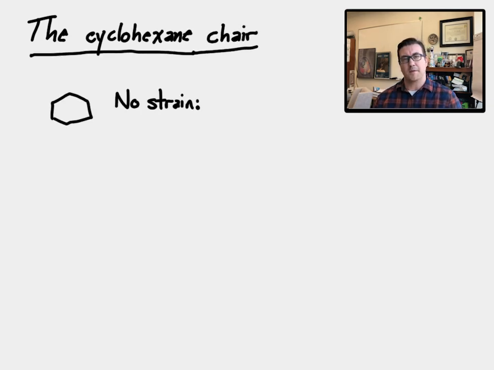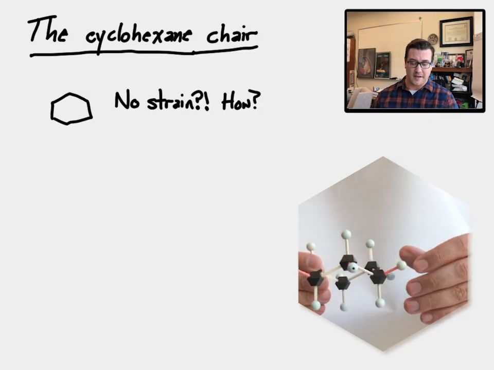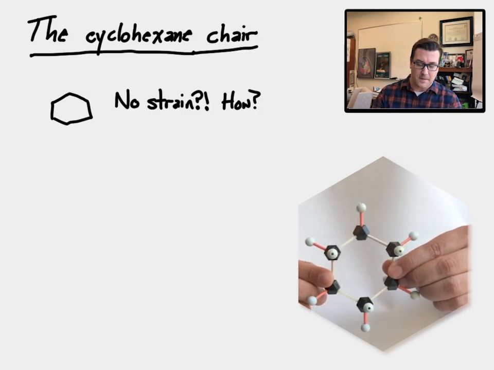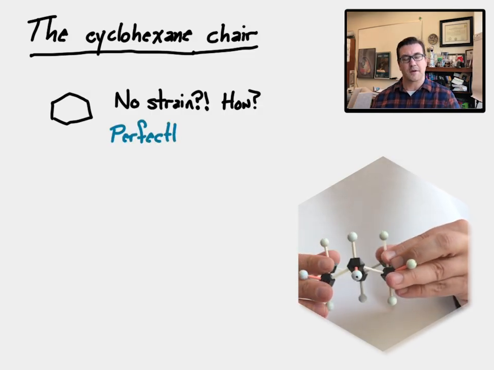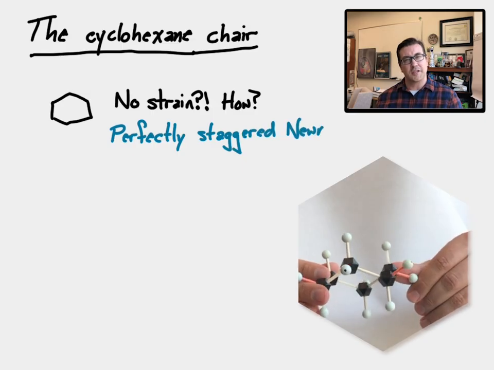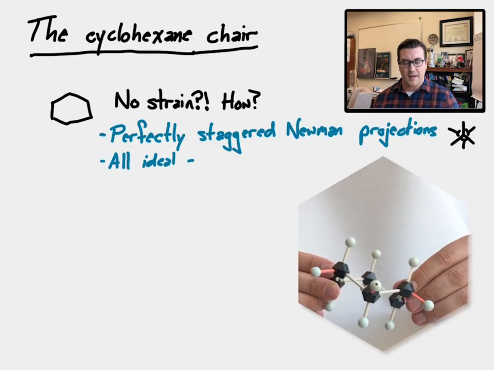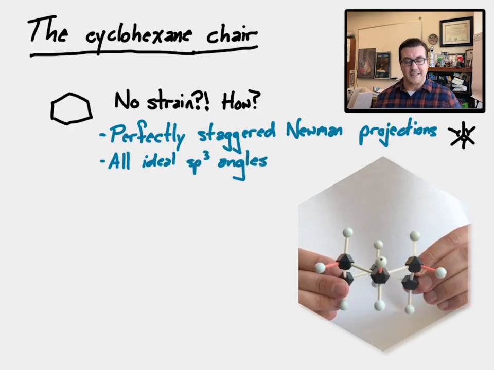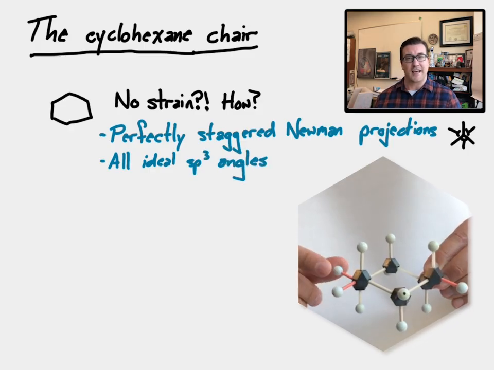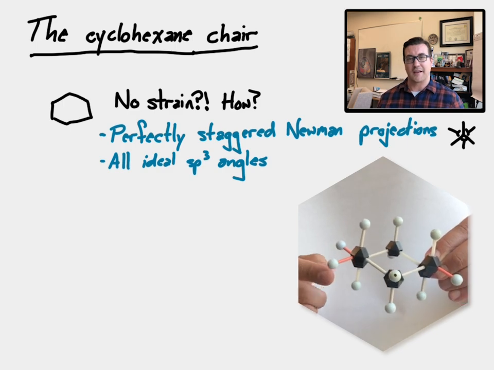So the reason that cyclohexane has no strain is that it sits in a conformation called a chair conformation. And I've made a model for you here, and we're going to be looking at this model in the side video as well. The key thing to look at for the chair is that it's a bunch of perfectly staggered Newman projections. It's really quite remarkable. All of them are in the ideal sp3 angles. So every single angle is perfect.